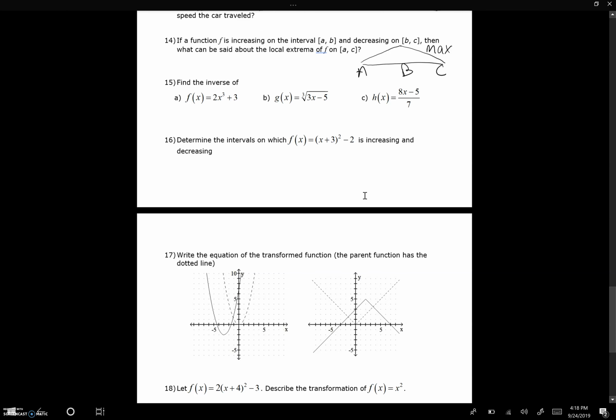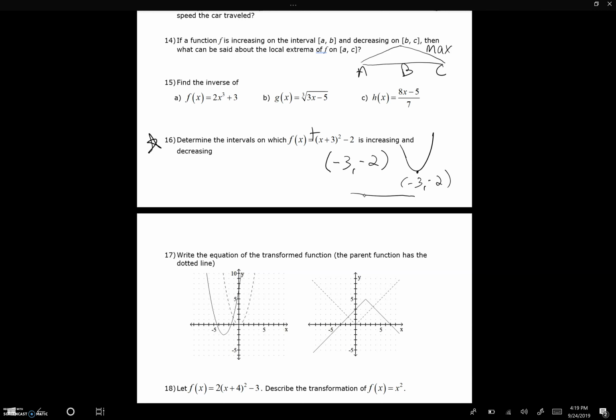Okay, determine the intervals which is increasing or decreasing. Okay, so same thing here. This time we have, I'm glad I just went over that. Here, just really quickly, the vertex of this is going to be negative 3, negative 2. So the intervals on which it is increasing and decreasing, this is a positive parabola, okay? And here it's going to be negative 3, negative 2. So it's going to decrease from negative infinity to negative 3 and increase from negative 3 to positive infinity. And just write that in interval notation because my video is about to end.